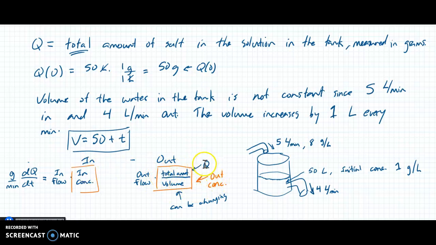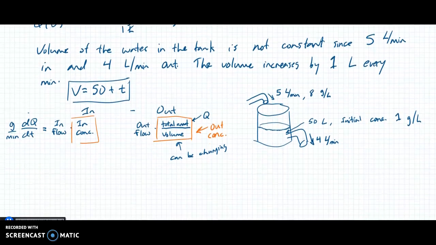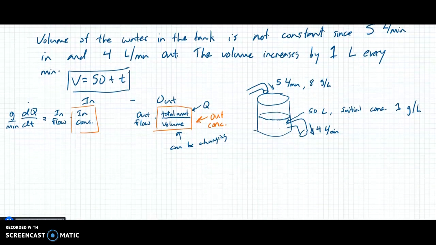I think when you set these up like this, you're always going to have Q of t in the top of this fraction. You just have to be really careful about what you put in the bottom. Hopefully that helps you a little bit as you're working through these problems. Let me do it for this example.